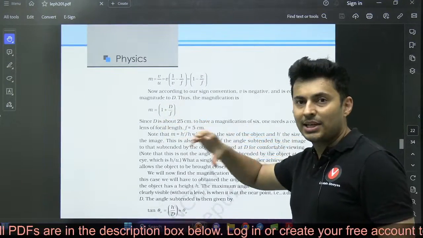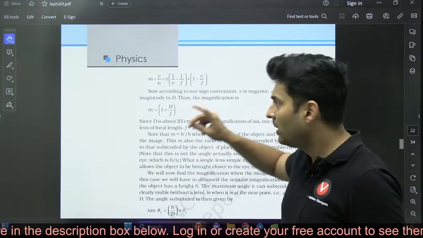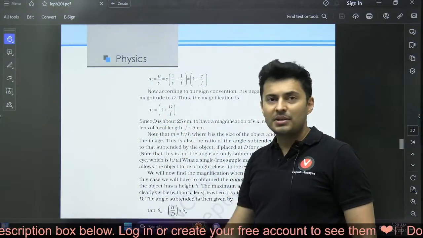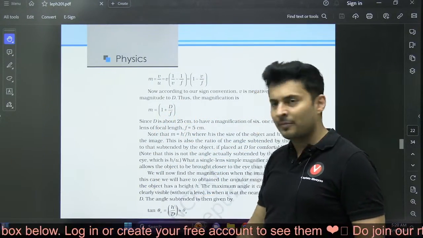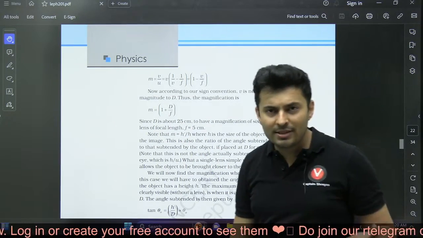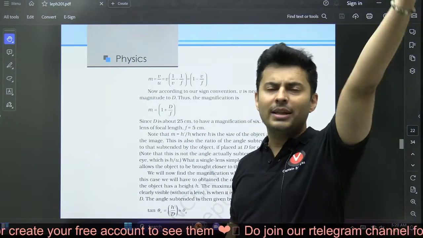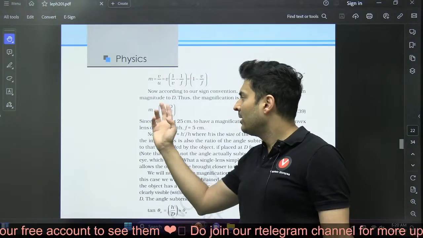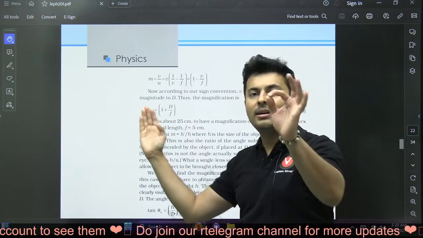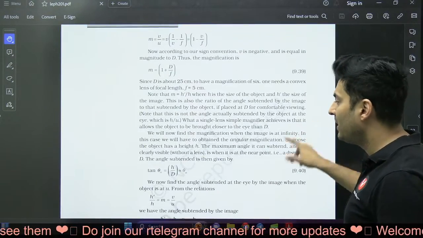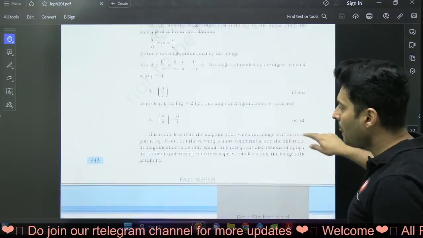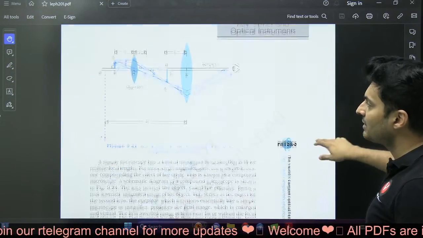Alright, so the magnification due to a simple microscope for least distance of distinct vision is 1 plus D by f. If you are using it for normal vision, meaning the image is produced very far away, then instead of 1 plus D by f, it is purely D by f. D is 25 centimeters. This is the least distance.